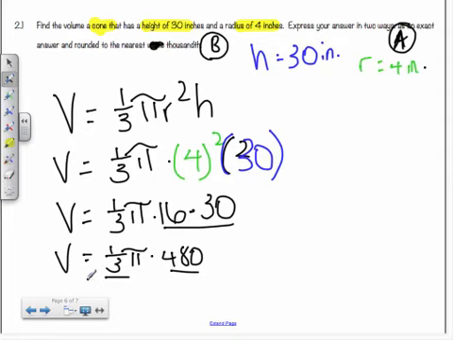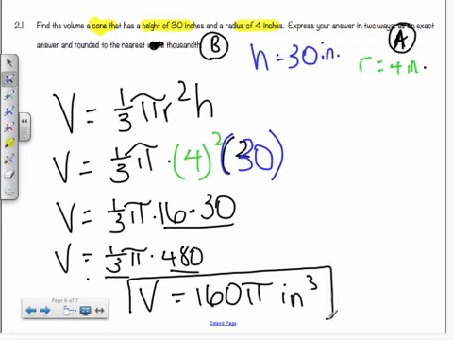You should end up getting volume equals 160 pi. Okay, and remember it's an exact answer, which means you leave it in terms of pi, and then inches cubed, because again it's a 3D shape. So this is my answer to part A.